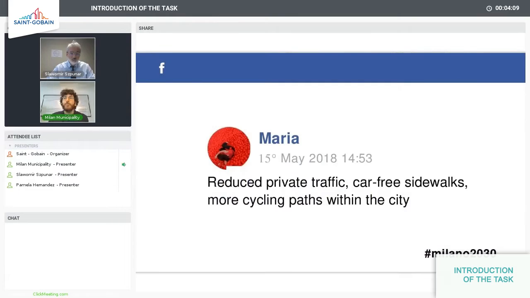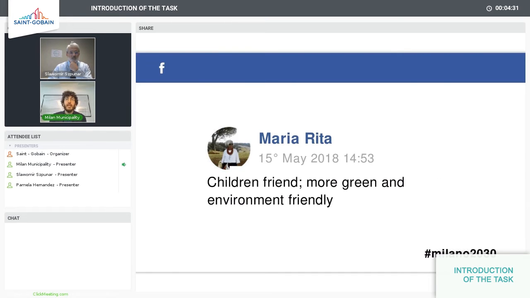I will briefly go through a series of high level objectives, which is more or less what we want to achieve with this new strategy. Of course, this plan will talk about the reduction of private traffic and the conception of a new kind of mobility, of sustainable mobility within the city. At the same time, these are some requests from the citizens that we use as a claim.